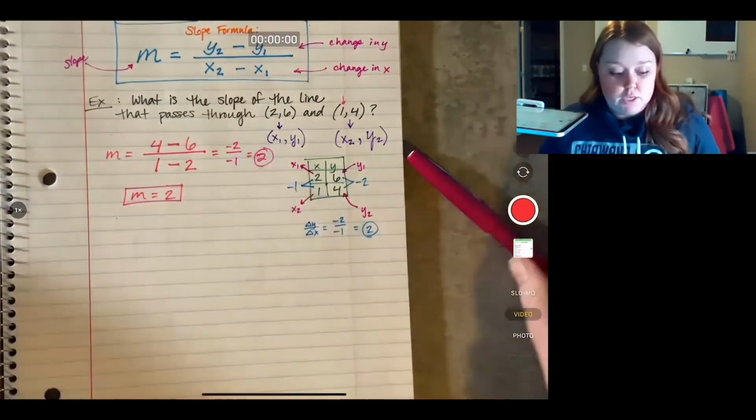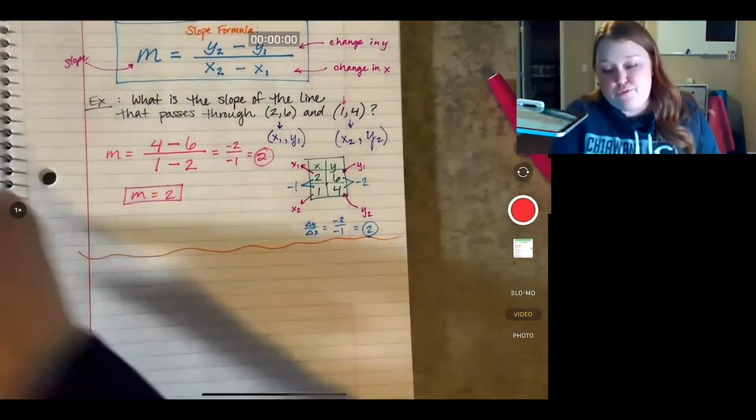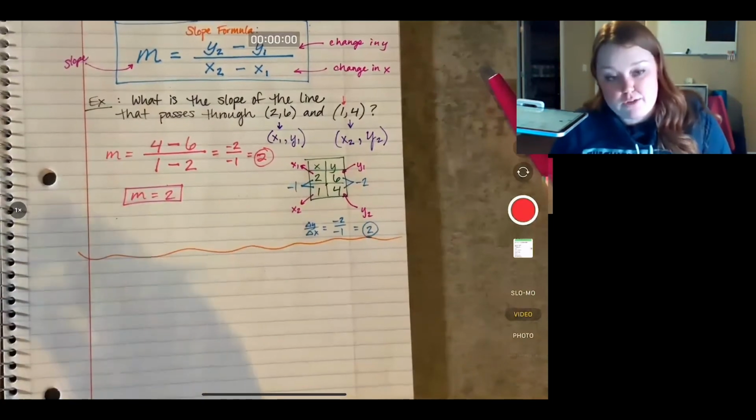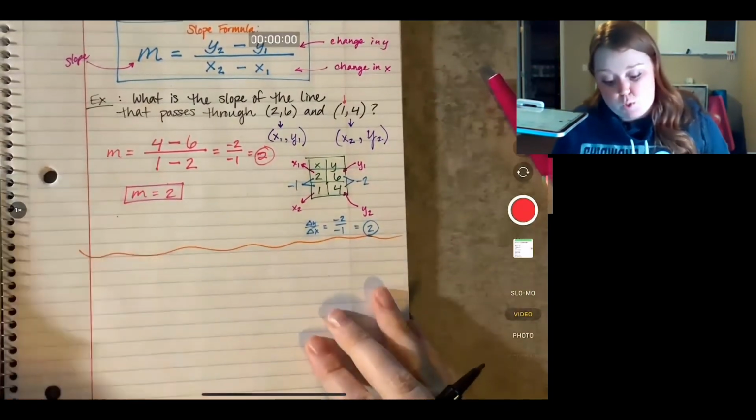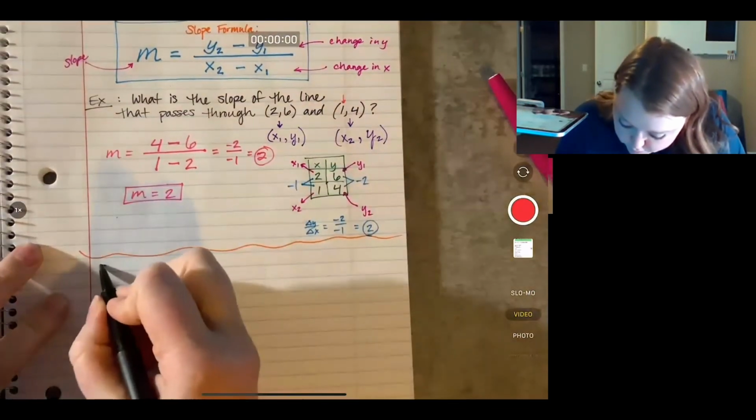Okay. So it is the same thing. It's just a different way of showing it. And yes, you need to know how to do both. Okay. So we still need to know the slope formula. So we're going to call this 5.